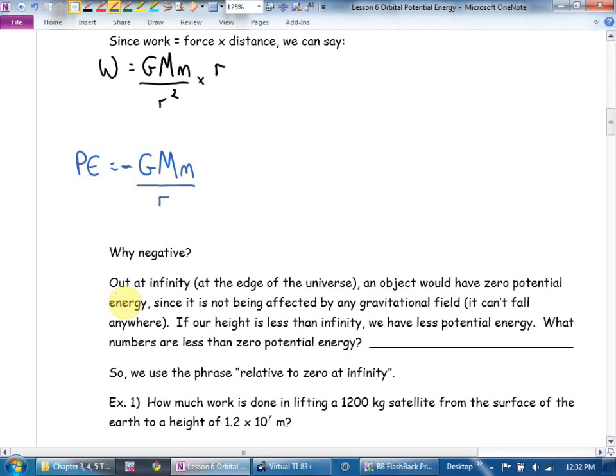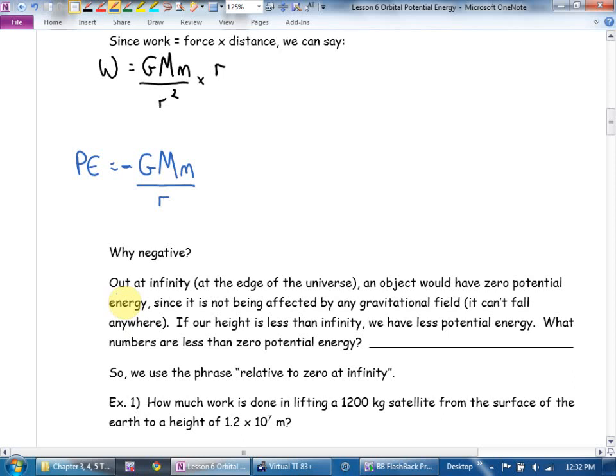So if you're not at the edge of the universe, you must have less potential energy because we'd have to do work to get you to the edge of the universe. What's a number that's less than none? Negative. As soon as we start talking about potential energy on the cosmic scale, we refer everything relative to zero at infinity. Out at infinity, you have no potential energy, so that must mean you have less than that. Negative.